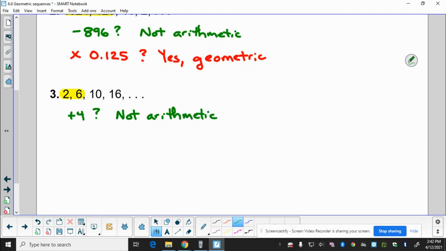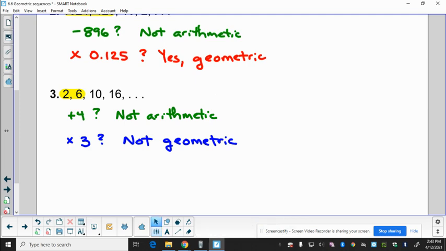Is it geometric? Well, I think we can do this in our head. 6 divided by 2 would be 3. Do you multiply by 3 to get each value? No, it's not geometric. You could try to prove it to yourself, but that's not going to work. So what we do is we classify this as neither. Get the idea?